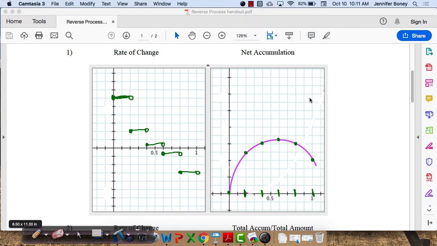Let's continue looking at rates of change and accumulations. Thank you very much for your assistance with data gathering. There's a lot of us here, so it's very helpful.